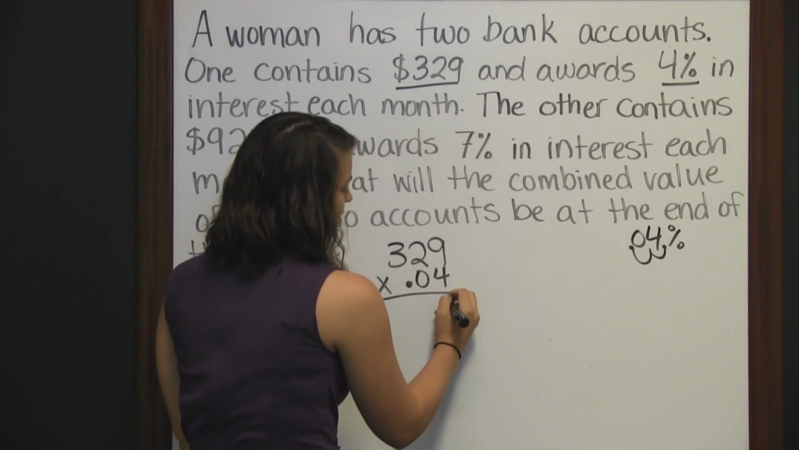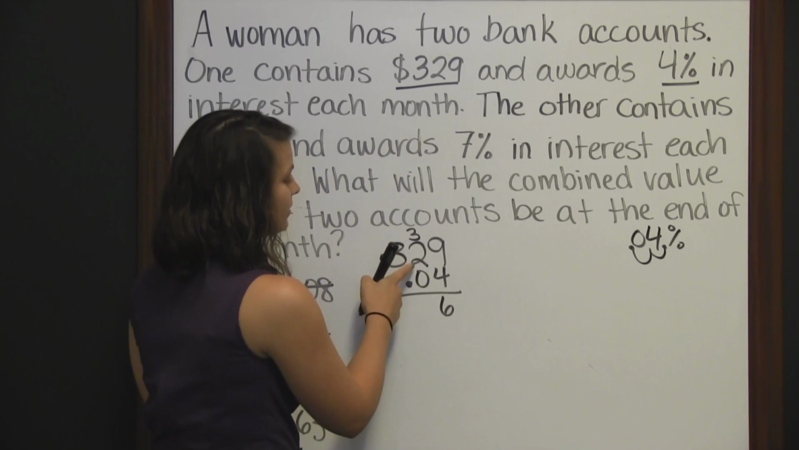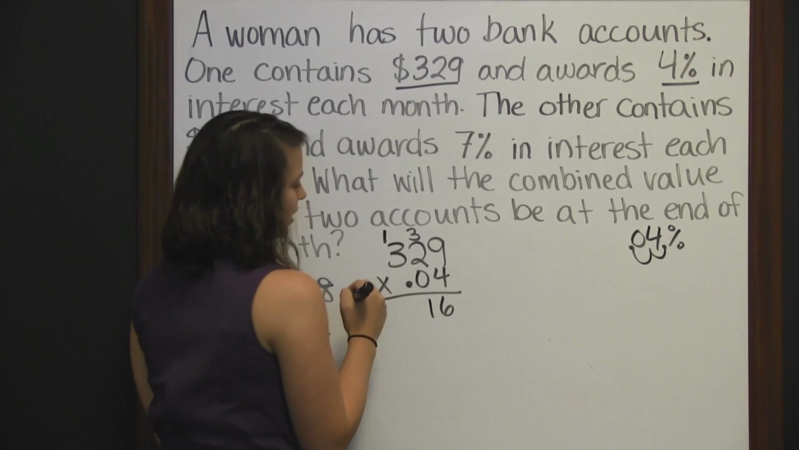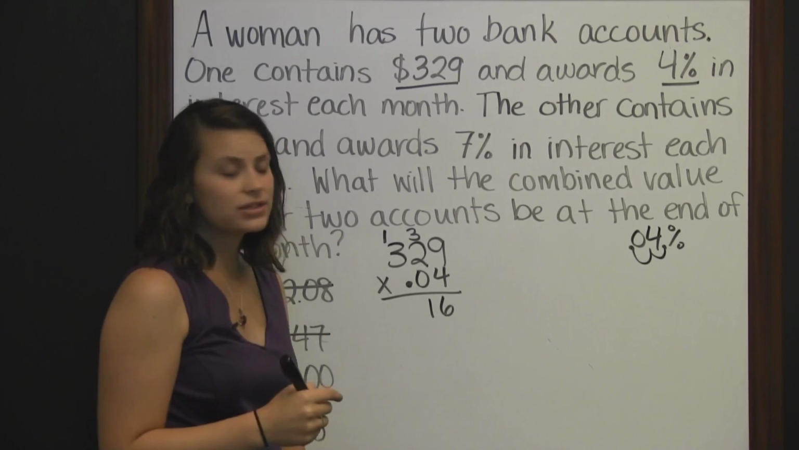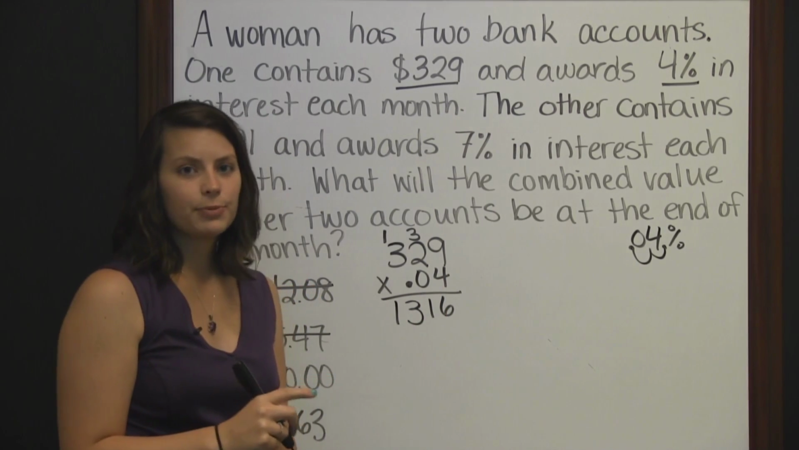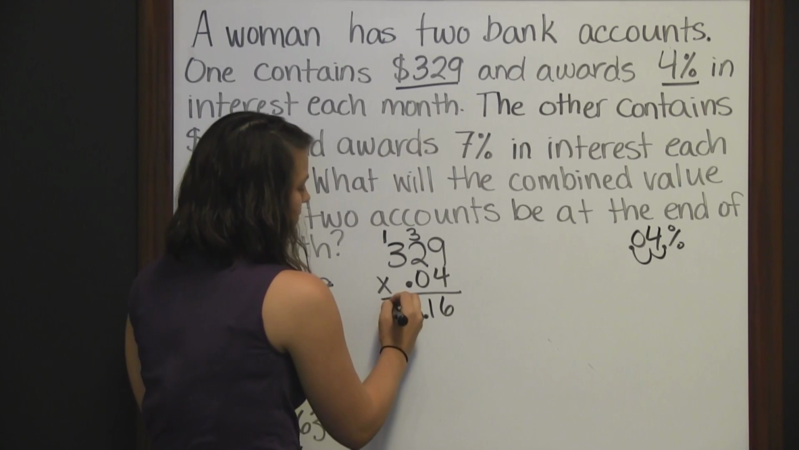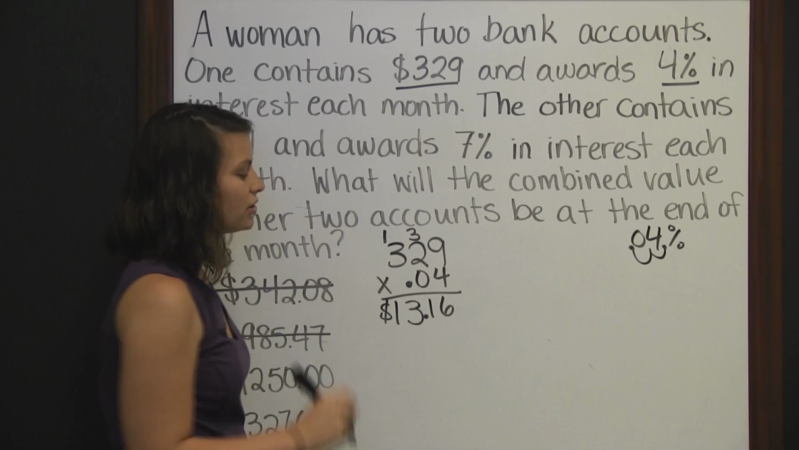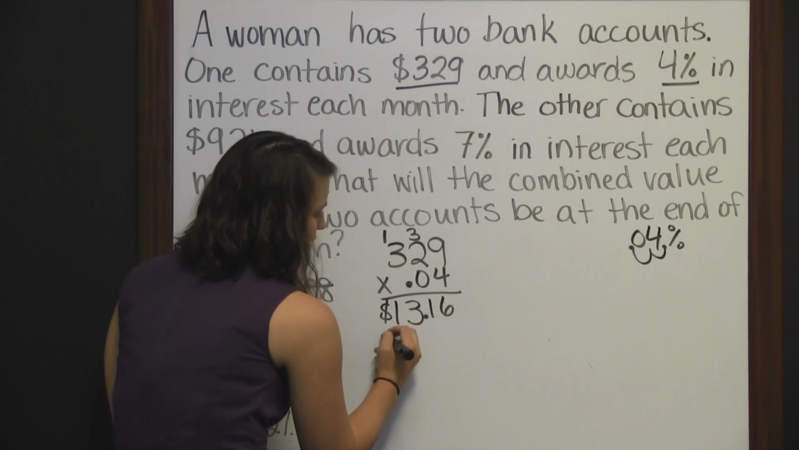So 4 times 9 is 36, write the 6 and carry the 3. 4 times 2 is 8, plus 3 is 11, write the 1 and carry the other. 4 times 3 is 12, and 12 plus 1 is 13. Since we have 2 numbers behind the decimal place here, then we have 2 numbers behind the decimal place in our answer. So that means that this account with $329 in it earned $13.16 in interest.